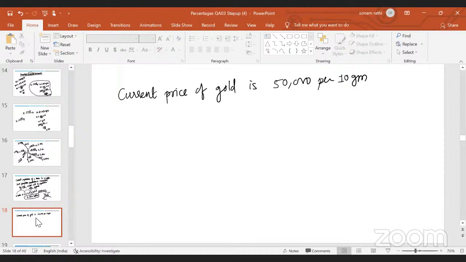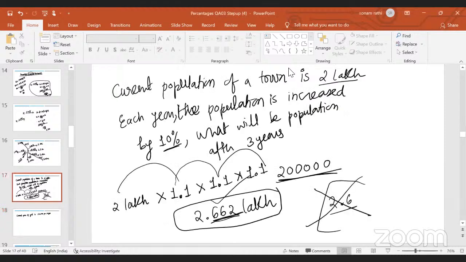The current price of gold is 50,000 per gram. No, Jacob. First year it will increase by 20,000. Correct. Now the new population for that year will become 2,20,000. Now the increase will be on the overall 2,20,000, not only on 2 lakhs. So next year it will be slightly more. Therefore that 0.662 is coming now. That is because of that. Is it clear now, Jacob?